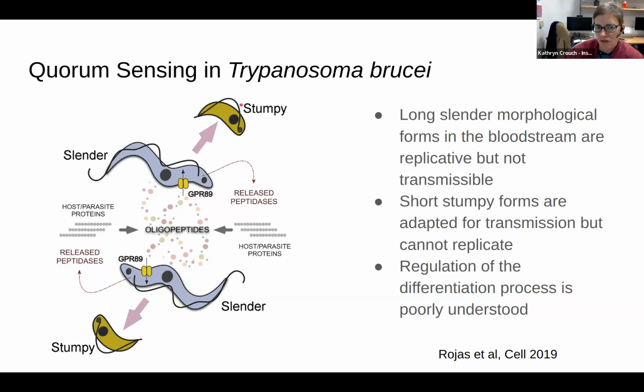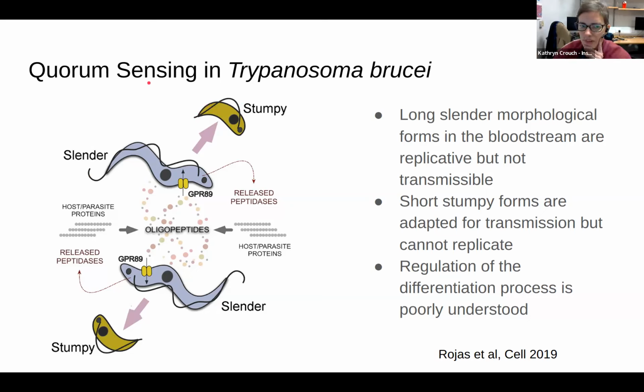The other form that you find is this stumpy form, and you can see that morphologically it's shorter, and that form can't replicate anymore. It's an evolutionary dead end if it doesn't get transmitted to the insect vector. It's pre-adapted for metabolizing stuff in the insect vector, and it can be transmitted.